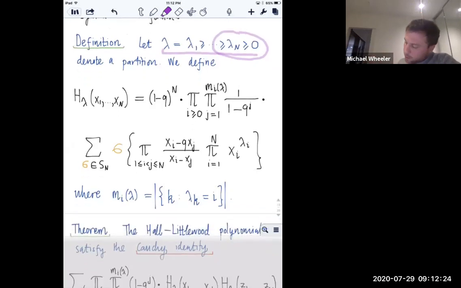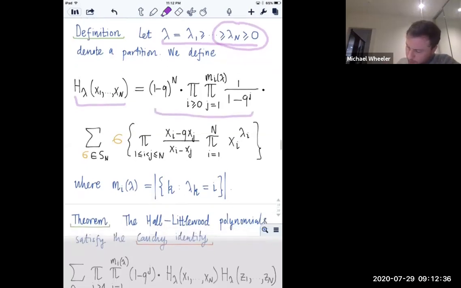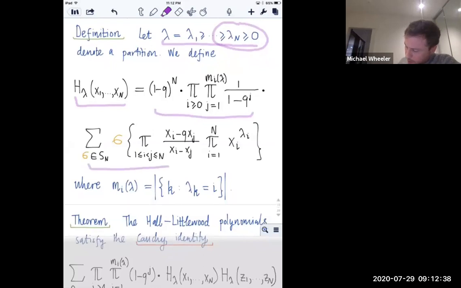Then the formula is as follows. The Hall-Littlewood polynomial is going to be represented in this way. You have some overall normalization, which we don't need to say too much about. The important part of the formula is given here, and notice that it's very similar to the type of formula that we saw yesterday for the 6 vertex wave functions. Again, I have a sum over a symmetric group.